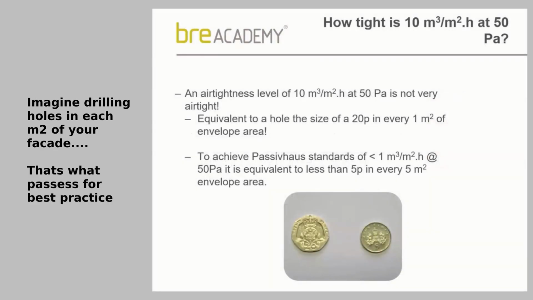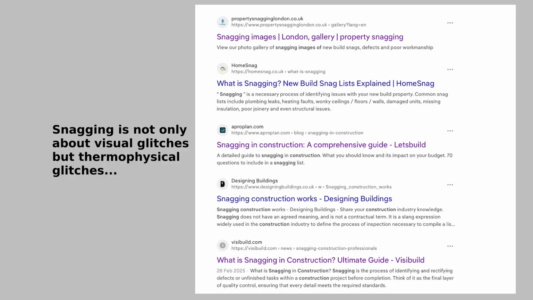Here's a slide from a BRE presentation I used in my passive house workshops to visualize blower door pressure test results. Visualizing folk drilling coin-shaped patterns of holes in a facade is a rather stark reminder of the extent of snagging one might observe on site. For those of you who are unfamiliar with the term snagging, it refers to a legion of minor faults that no one can be bothered to sort out.